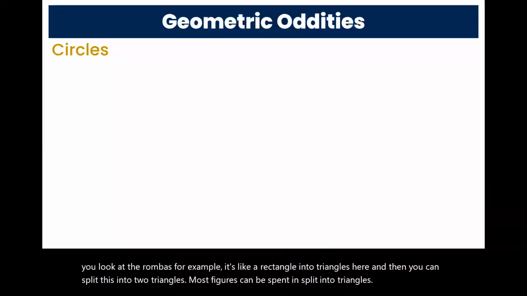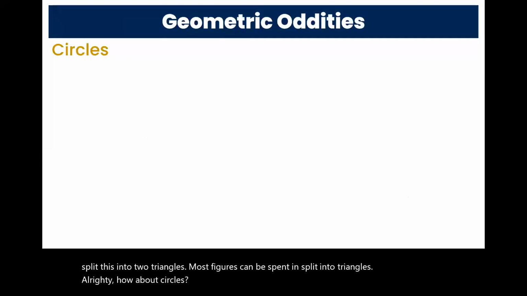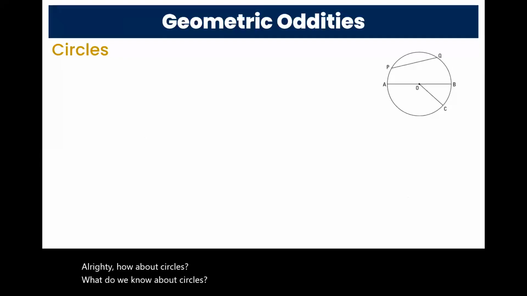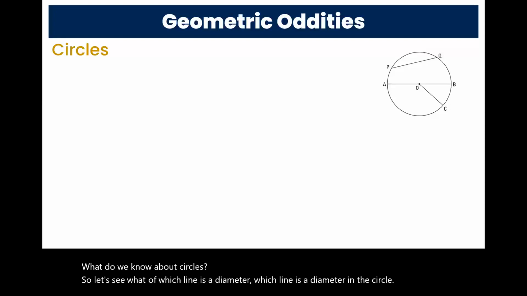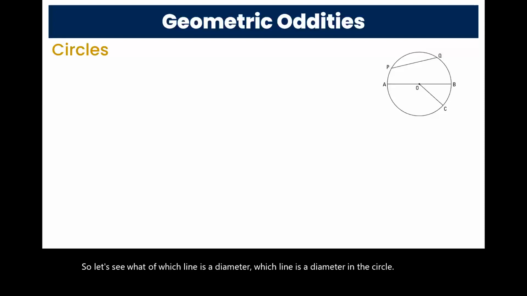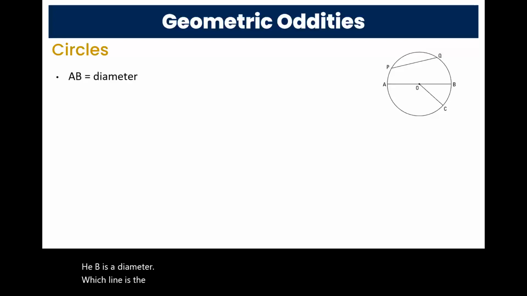Alrighty. How about circles? What do we know about circles? So let's see. Which line is a diameter? Which line is a diameter in this circle? AB is a diameter. Which line is the radius? OC, because O is the origin. That's my radius, which is half of a diameter.